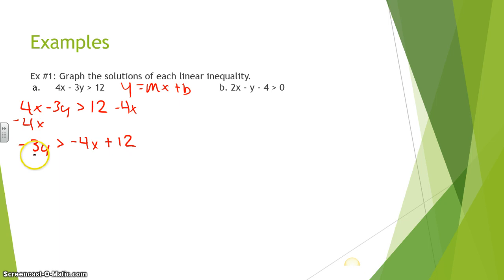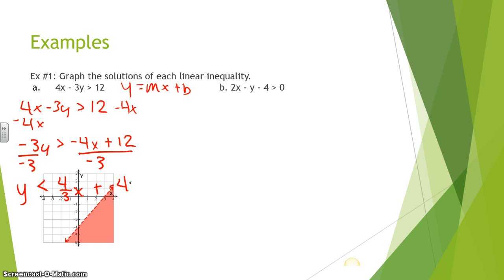I need to get y by itself, so I'm going to divide both sides by negative 3. Remember from one of the first chapters we learned, when you're dividing by a negative value, working with inequalities, you flip the inequality. So I'm now going to have y is less than negative 4 divided by negative 3 is 4/3 x plus 12 divided by negative 3 is negative 4. So remember, I flipped the inequality when dividing by a negative to make this true. And so I need to graph this: y is less than 4/3 x plus negative 4.